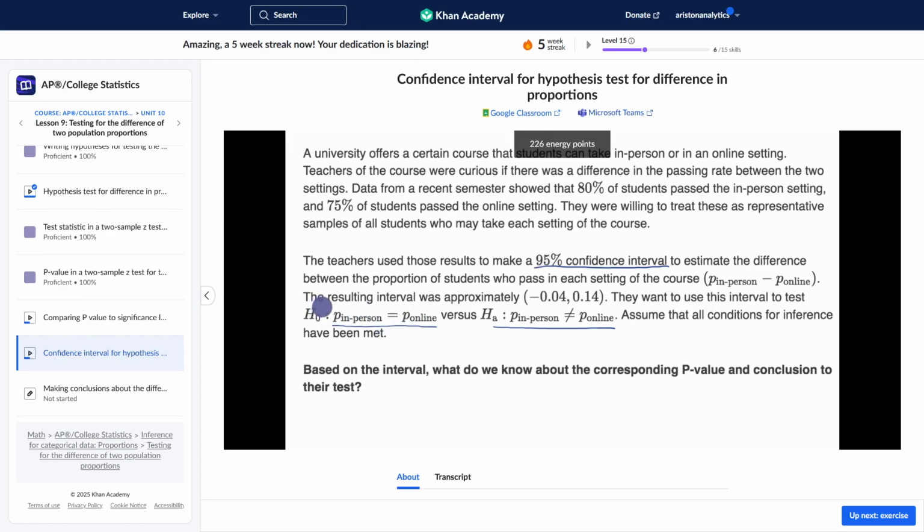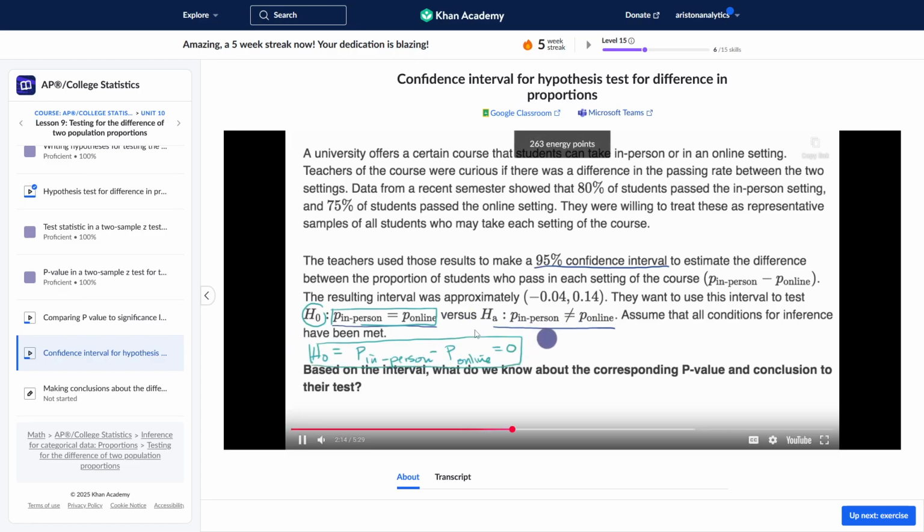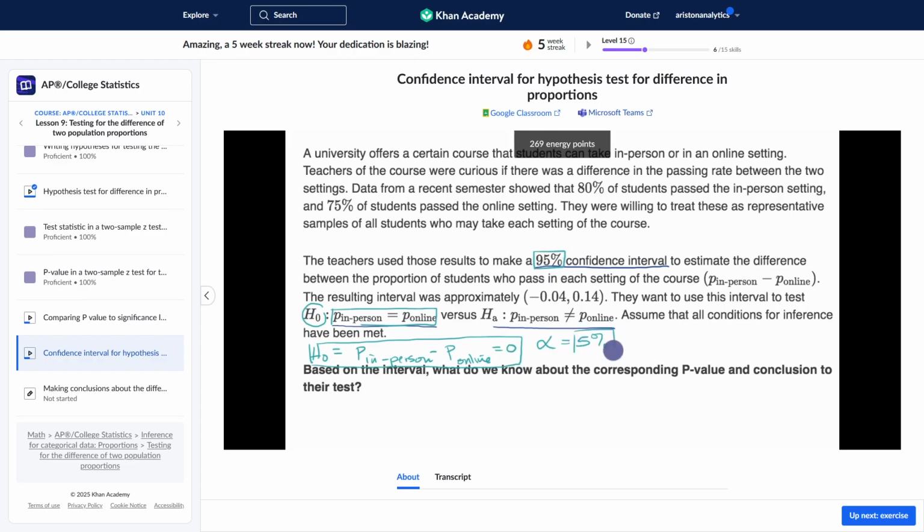And remember, in a hypothesis test, we assume that our null hypothesis is true. We could also write it as the difference between the in-person and online proportions being zero. It turns out that if the sum of your confidence level and your significance level is equal to 100%, and you're doing a two-sided hypothesis test, where our alternative hypothesis isn't just that the in-person is greater than the online or less than the online, but that they are different, then you can make some inferences about your p-value from your confidence interval.